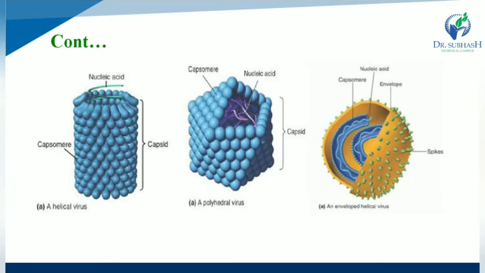The last one is the enveloped helical virus. In the enveloped helical virus, spikes are present above the envelope, shown in green, and the envelope is yellow in color. Below the envelope, nucleic acid is present, shown in blue, which is filamentous in nature. And last, the capsomer is present, also blue in color.